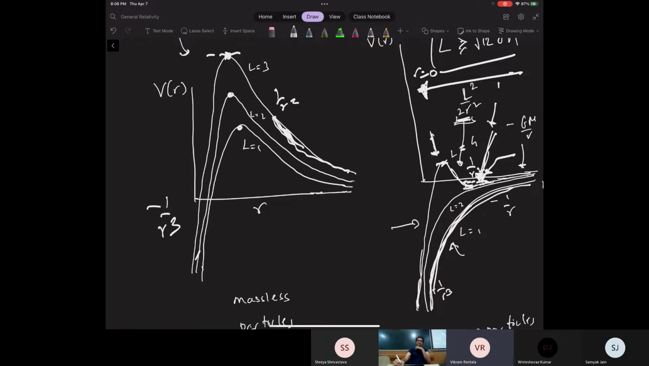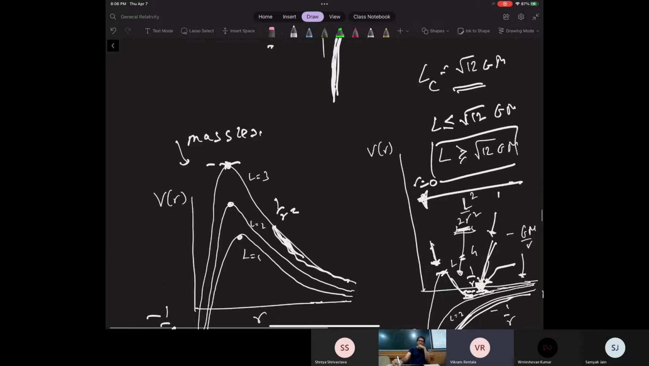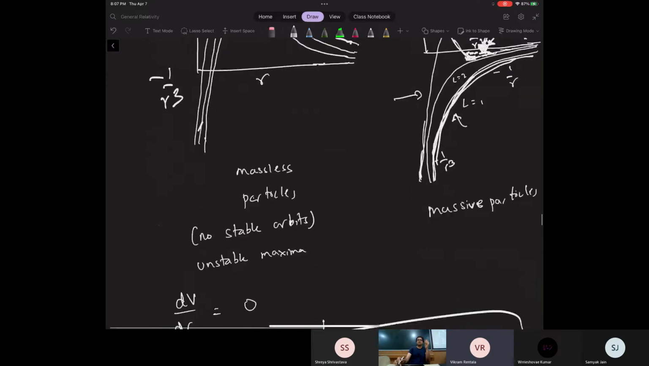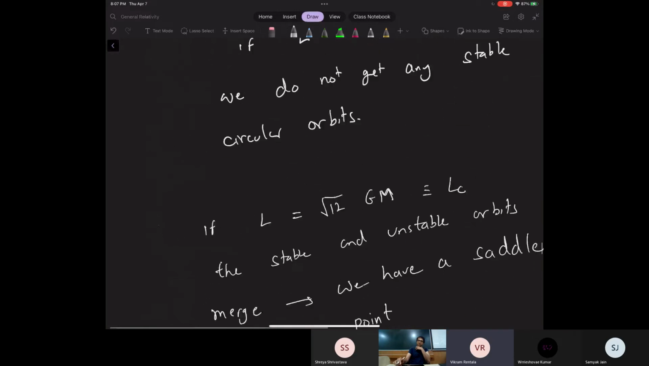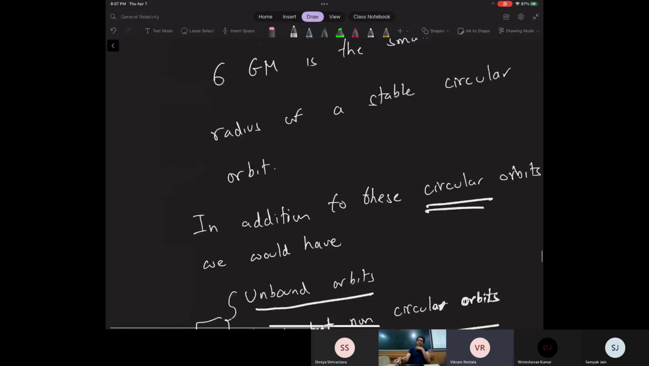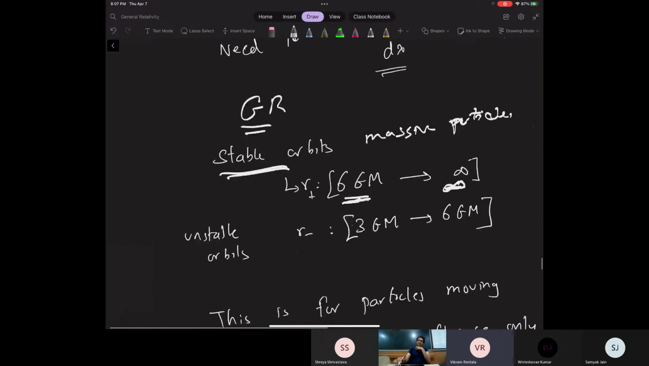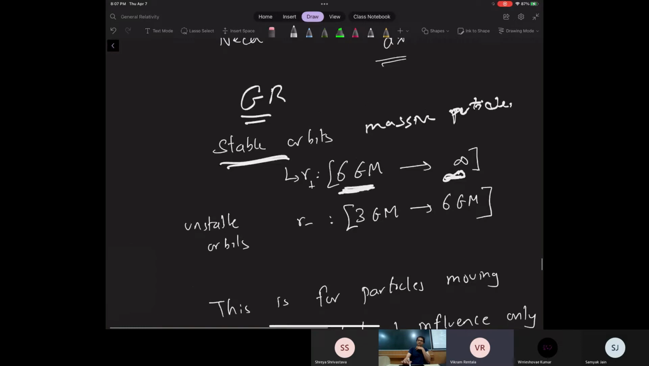You can still have this unstable orbit at 3 GM for large angular momentum. But for this critical value of L_C equals root 12 GM, the maxima and the minimum merge, and it actually becomes a saddle point. That's basically the limit of your innermost stable circular orbit. So 6 GM is the smallest possible radius of the stable circular orbit. You have stable circular orbits between 6 GM and infinity, and unstable orbits between 3 GM and 6 GM. Roughly speaking, your potential looks like this.